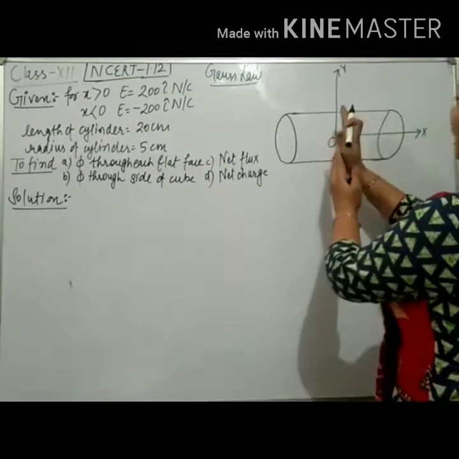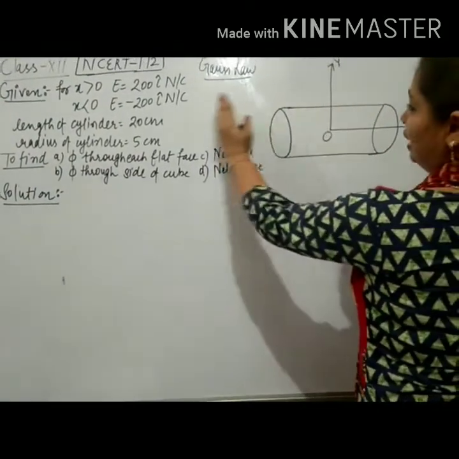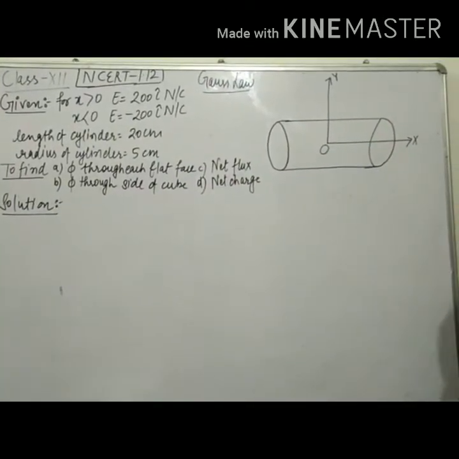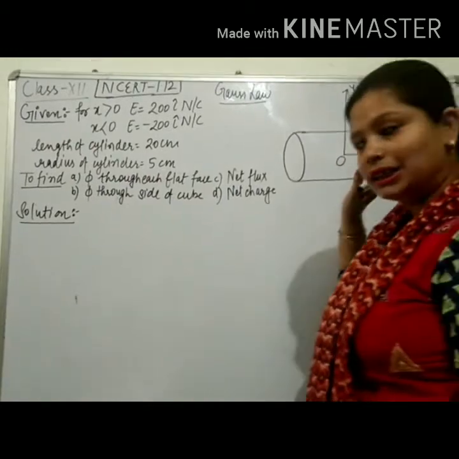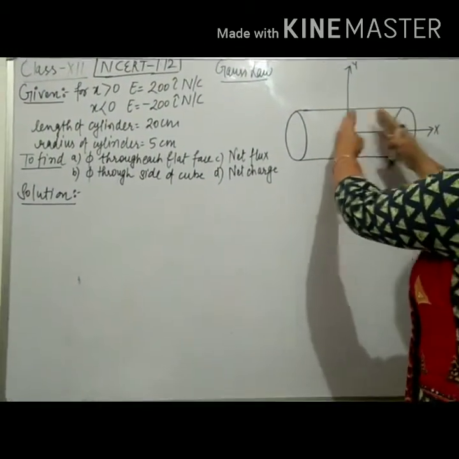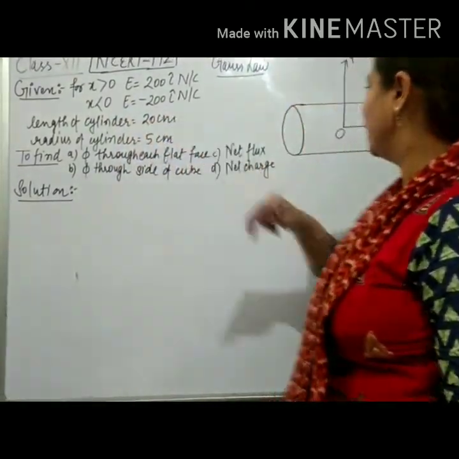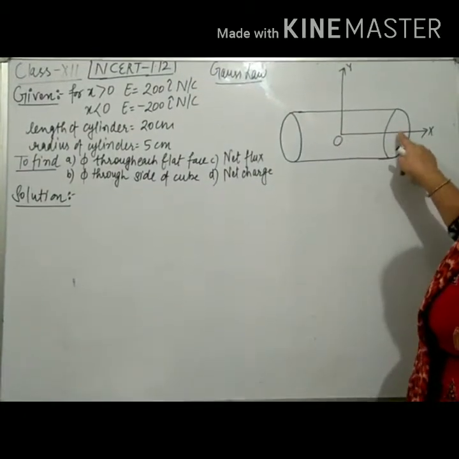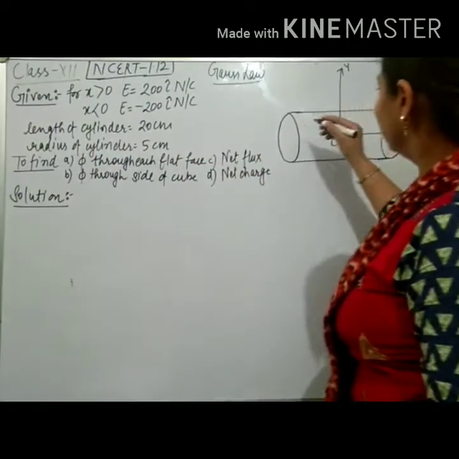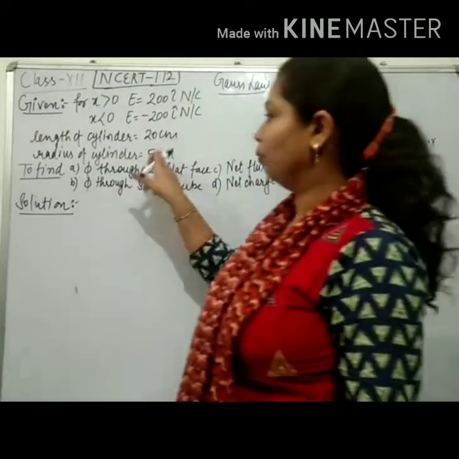What does it mean? Electric field lines along right are in this direction, along left in this direction. It means we are sure that positive charge is residing within the cylindrical body, due to which field lines are emerging in both directions. The length of the cylinder is 20 centimeters. It means 10 along this and 10 along this. The radius of the cylinder is 5 centimeter.